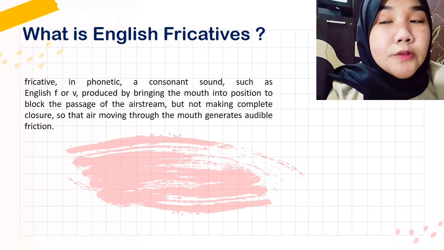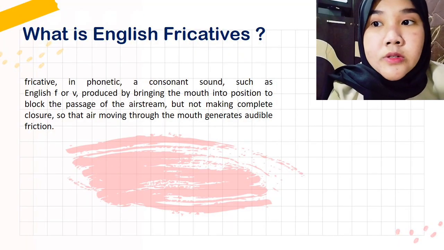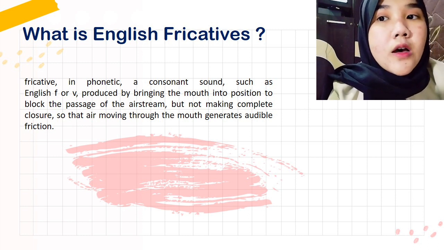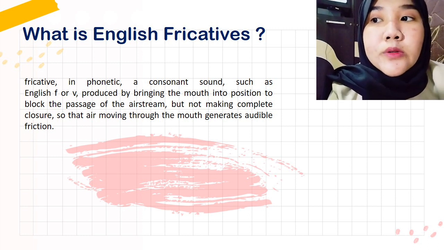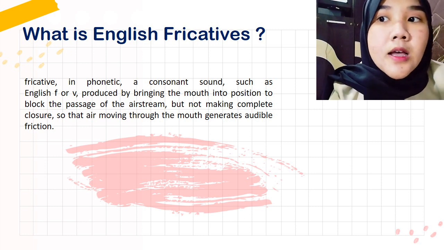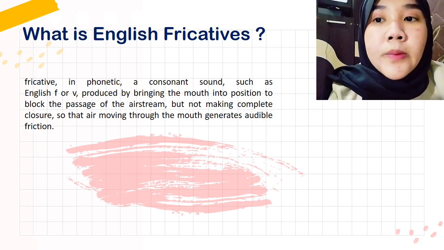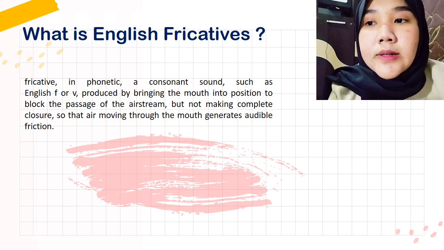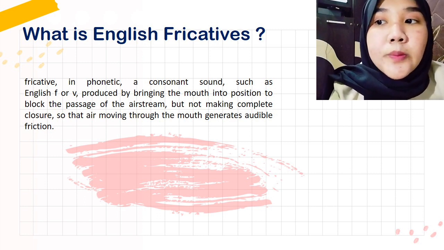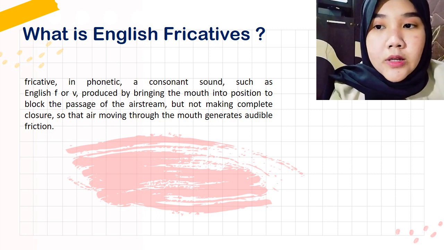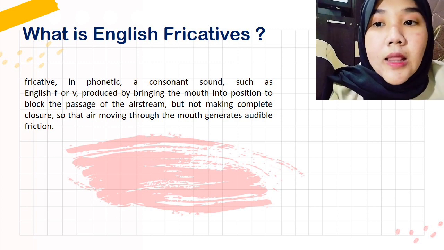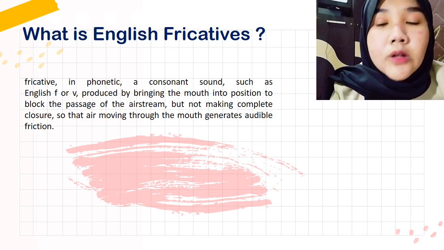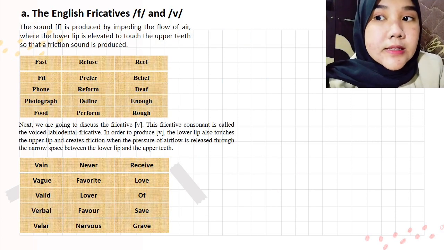English fricative, in phonetics, is a consonant sound such as English f or v, produced by bringing the mouth into position to block the passage of the airstream, but not making complete closure, so that air moving through the mouth generates audible friction. It can be produced with the same position of the vocal organs as stop, bilabial, labiodental, dental, alveolar, palatal, velar, and alveolar consonants. First, the English fricative sounds f and v.